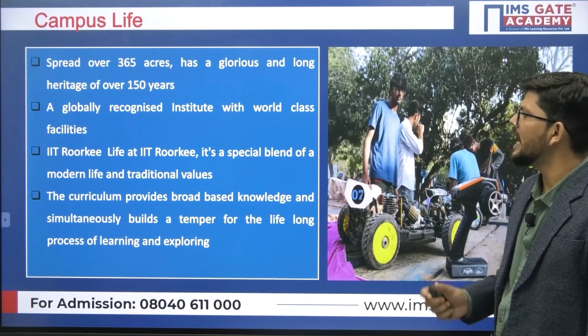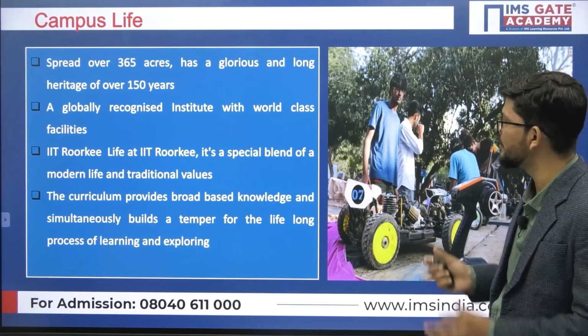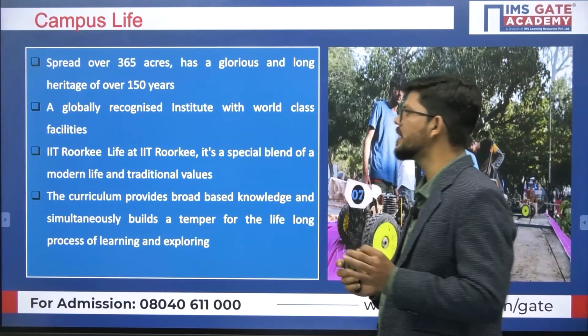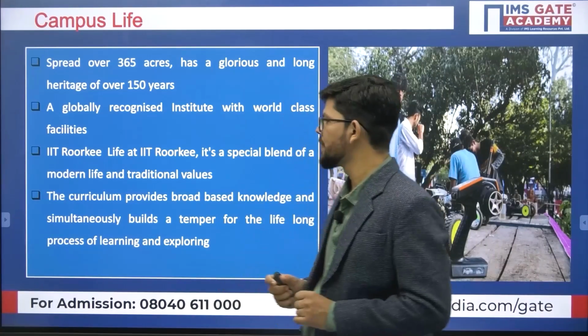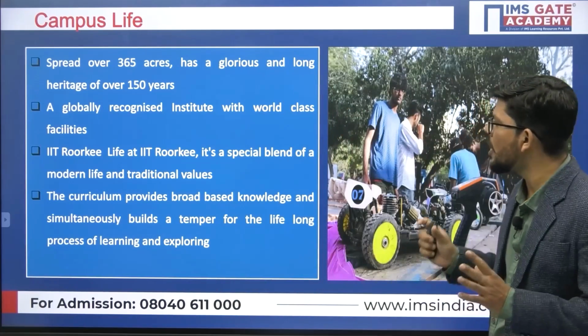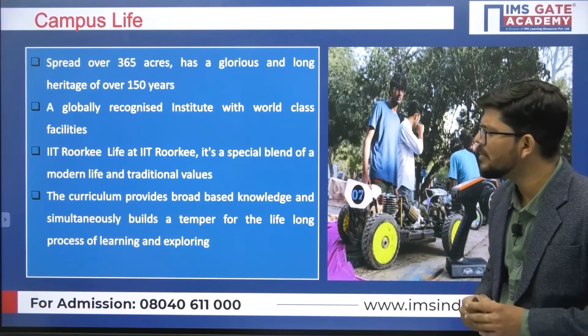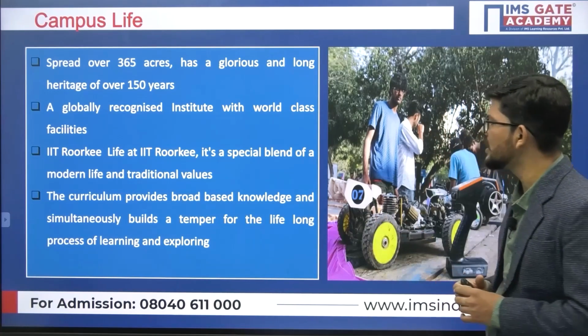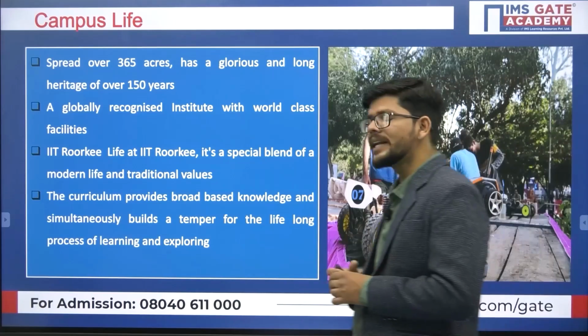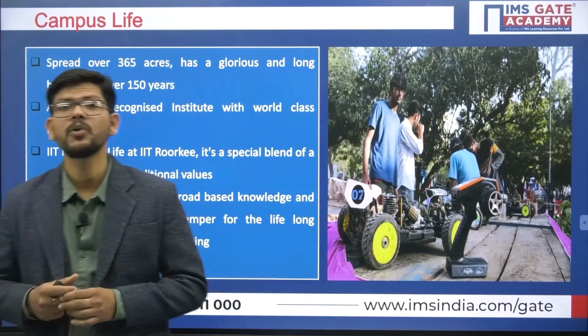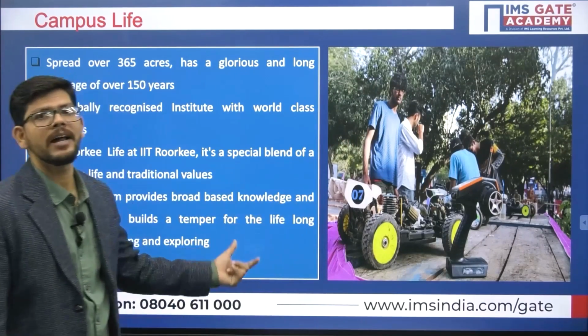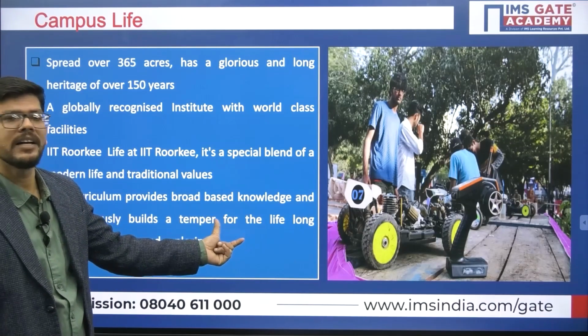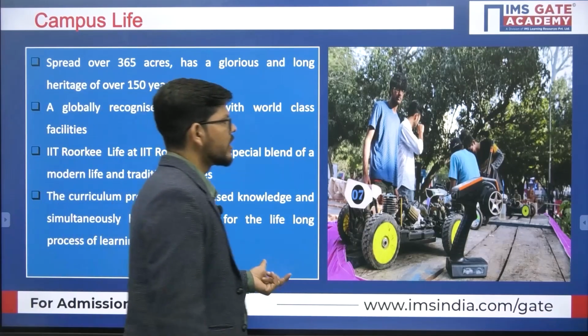And life at IIT Roorkee is a special blend of modern life and traditional values. The curriculum provides broad based knowledge and simultaneously builds a temper for the lifelong process of learning and exploring. So my friends, you are going to get a great environment for teaching and learning and for social life as well at IIT Roorkee.